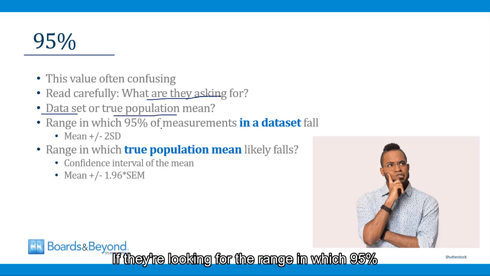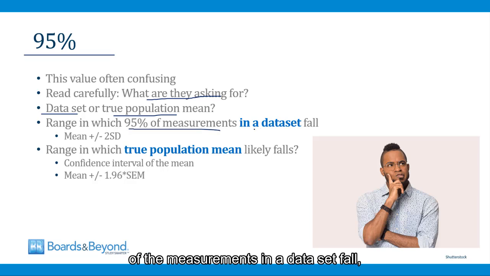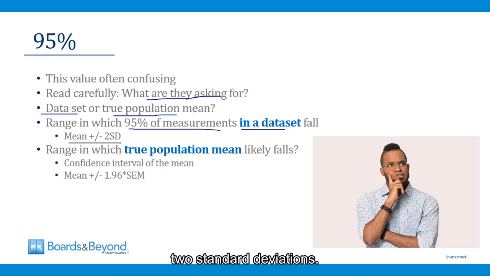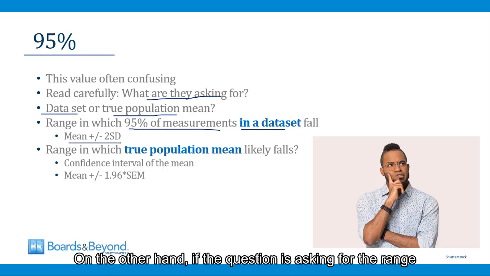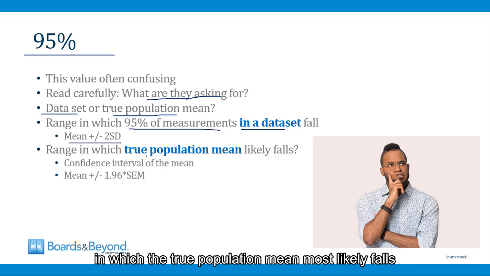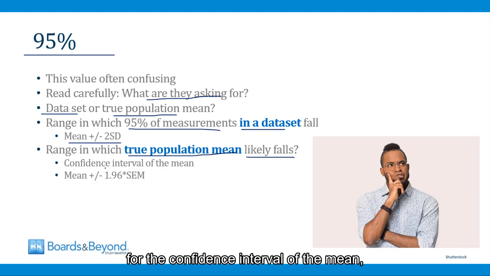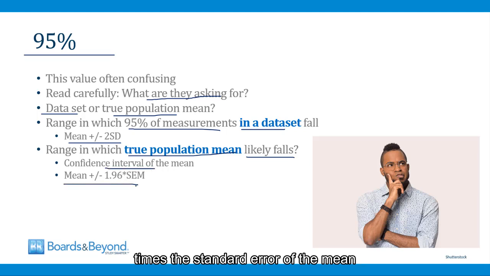If they're looking for the range in which 95% of the measurements in a data set fall, then what they want is the mean plus or minus 2 standard deviations. On the other hand, if the question is asking for the range in which the true population mean most likely falls relative to the mean in the data set, then they're looking for the confidence interval of the mean, and that's the mean plus or minus 1.96 times the standard error of the mean, just like we talked about earlier.